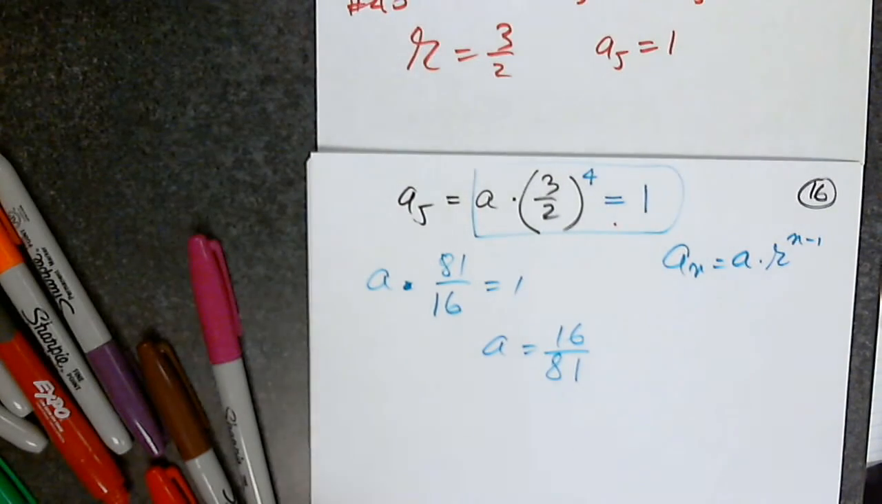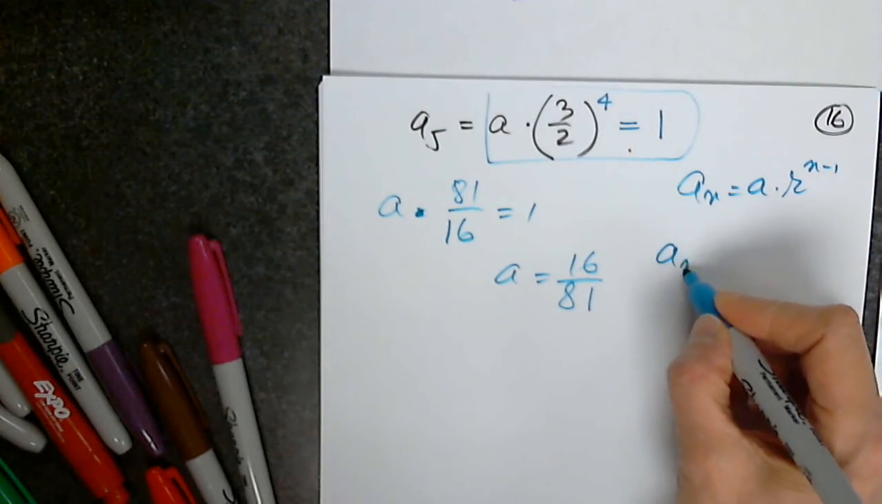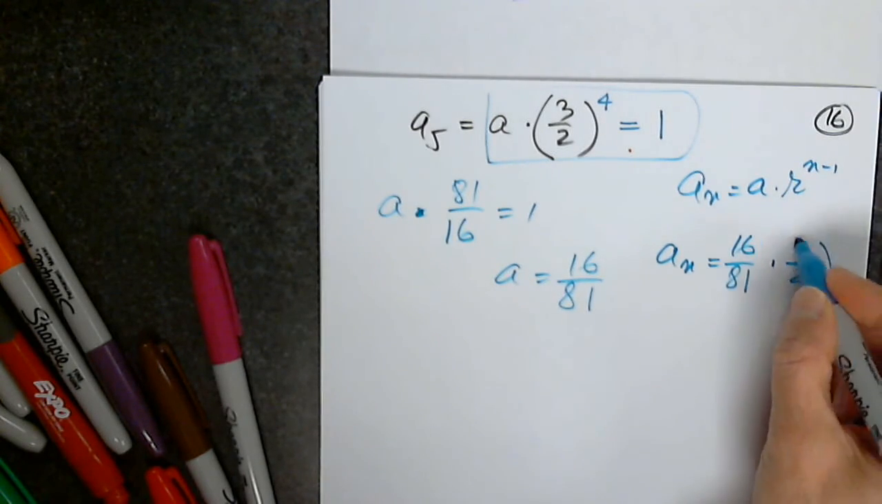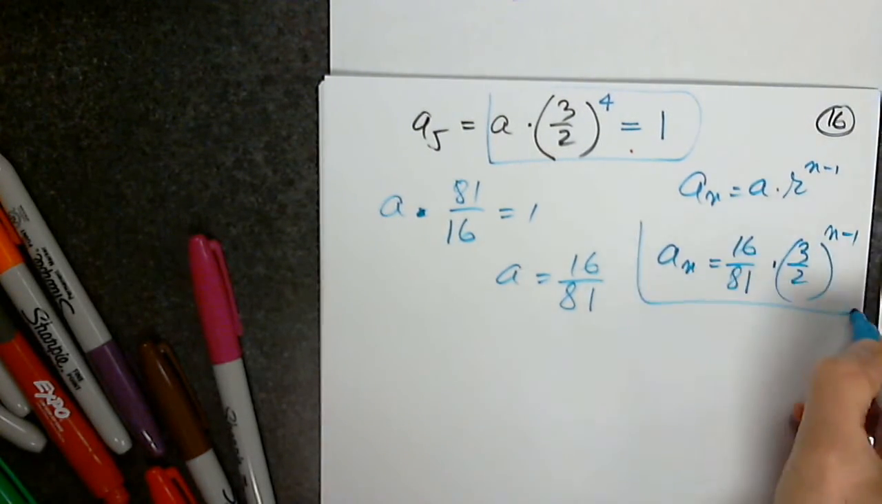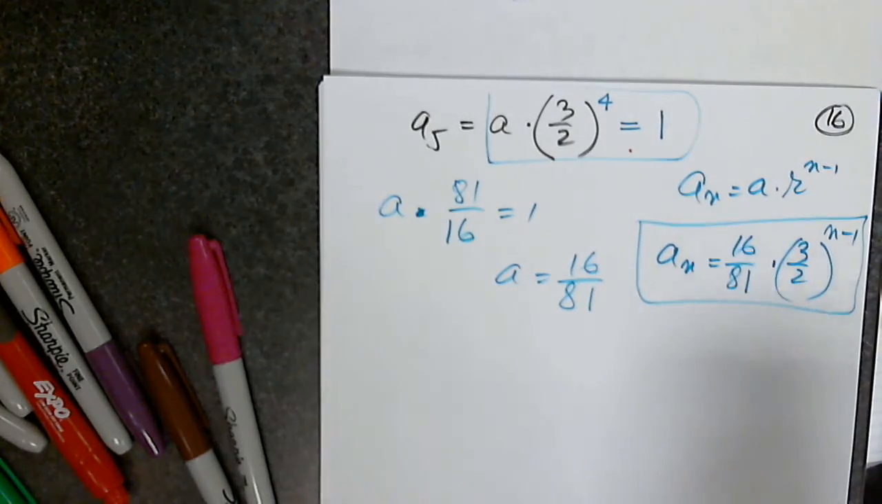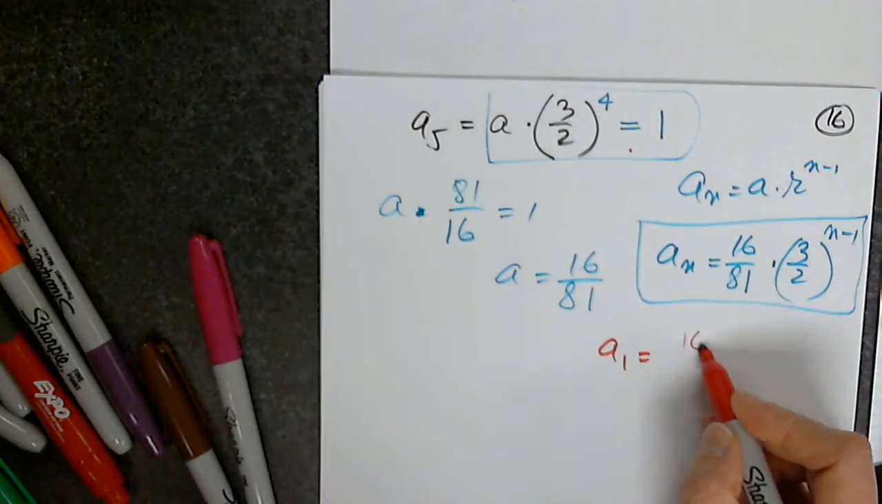So we are asked to find, one more time, the first 3 terms. So now the general term is 16/81 multiplied by 3/2 raised to n minus 1. I determined what I did not have, which is A. So let's say just give me A1. What would you say? 16/81.